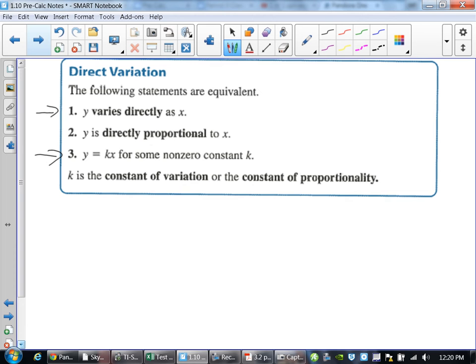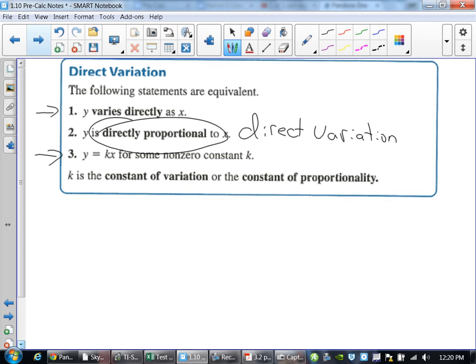That's all. And then when we get into the inverse, there'll be one little change for that too, and you'll see that in the next one. Just remember that when it says it's directly proportional, it means it's direct variation. Directly proportional, direct variation. So all of those are direct. Yes, this all means direct variation.